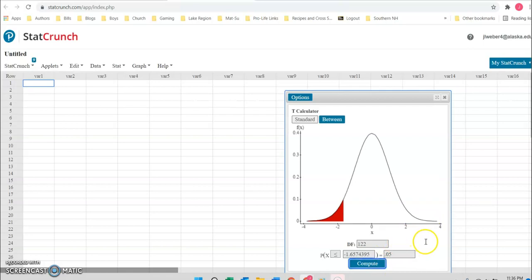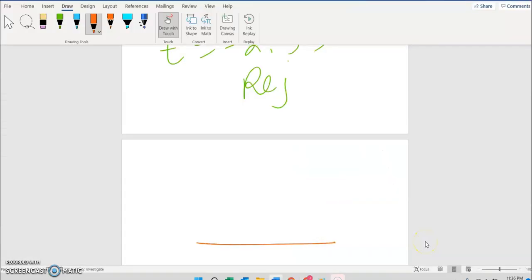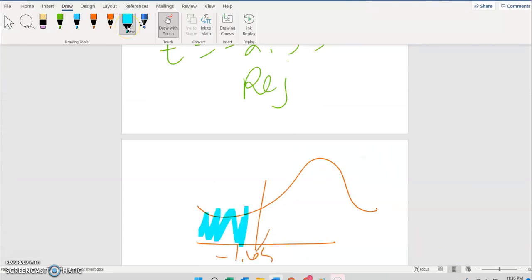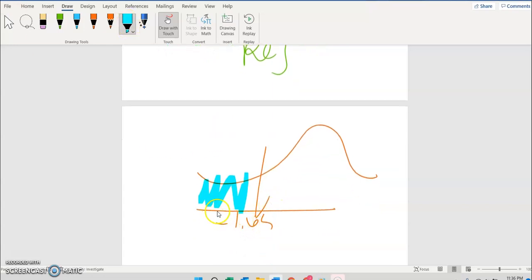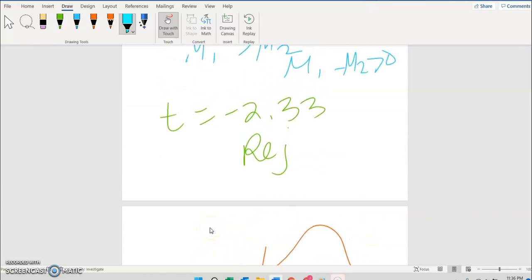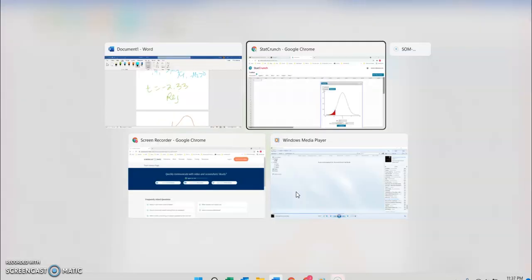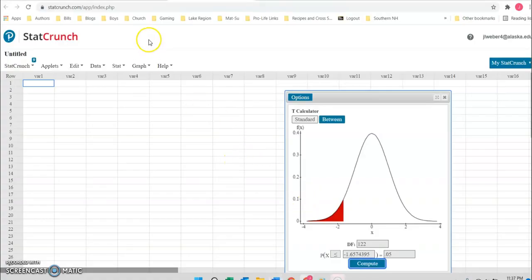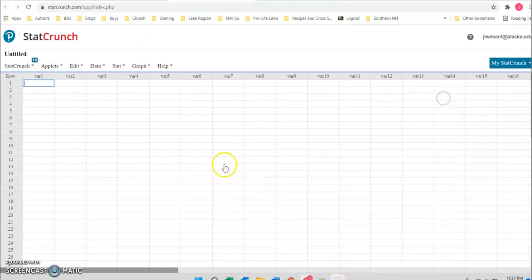So I would get negative 1.65, and I'm doing less than, so I would want to know if I'm less than this value, and I am, okay? So either way, I would reject because my negative 2.33 would be down here, right? Okay, so I can either do the critical value method or the p-value method. They will both give me the same results, okay? So that's how to do it in there.